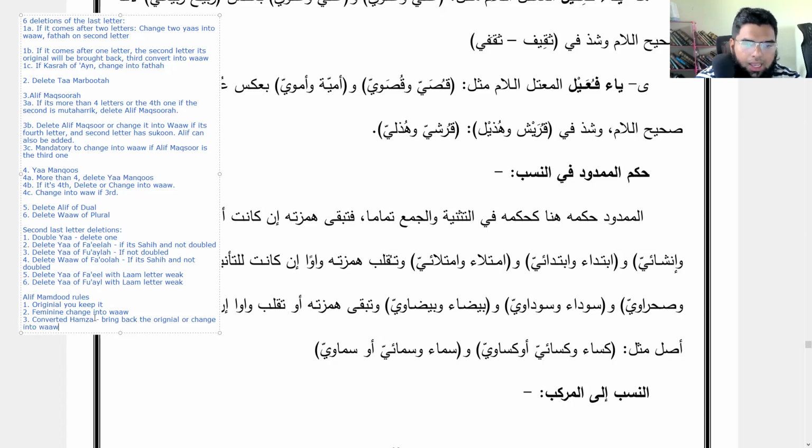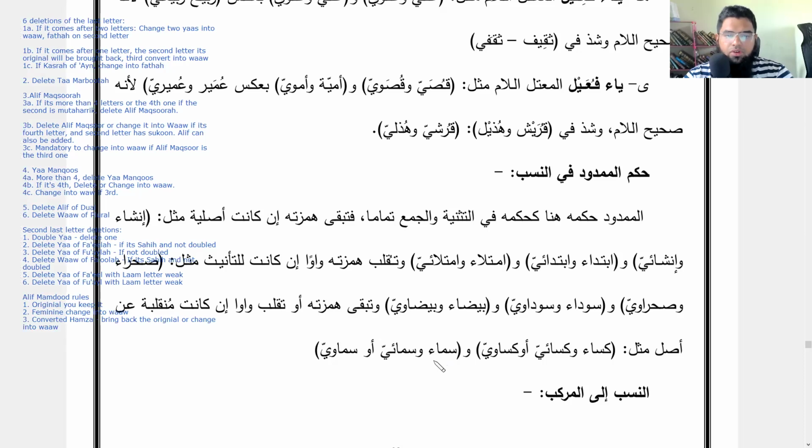Like kisa, you can say kisavi or kisai. Sama, samai or samavi. So if you find both of these, don't get confused. One is sama, converted from sama yasmu. This hamza is a wow. Right? We learned a rule, no?